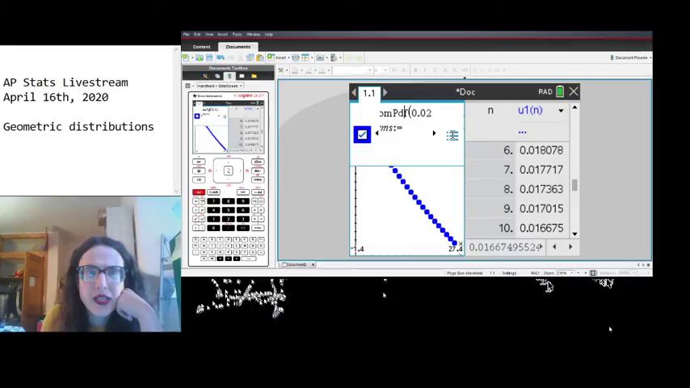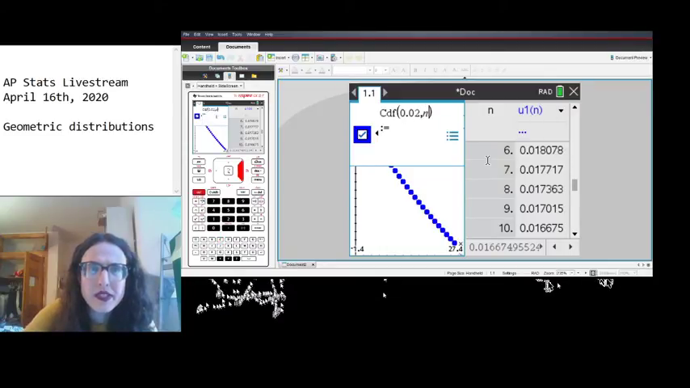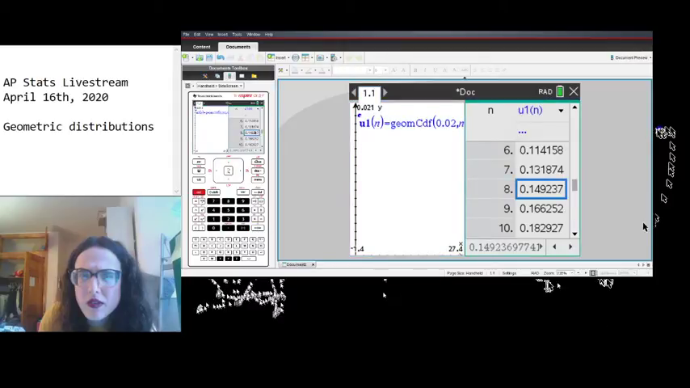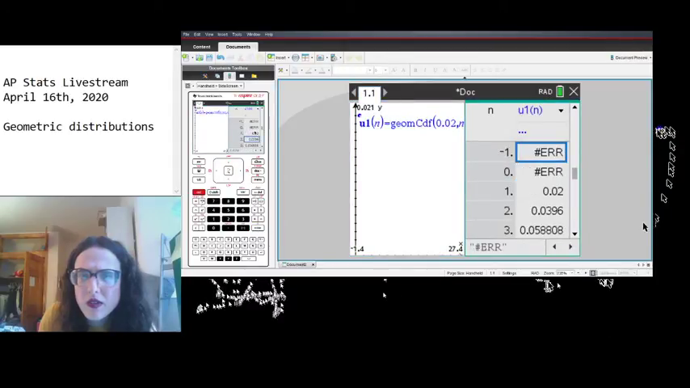So instead of PDF, this is going to be CDF. And I believe in this case, yeah, I think I did this one wrong. Oh, I think I did this one okay.